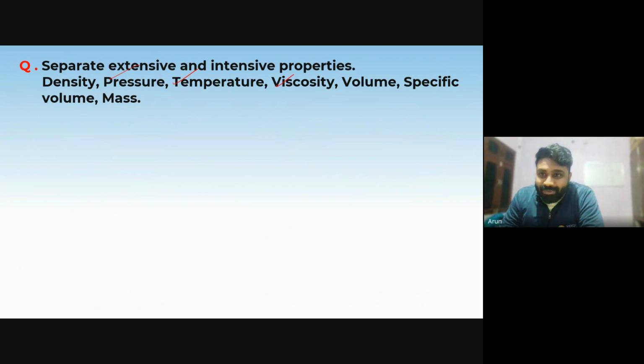What about pressure? Is it I or E? I means intensive, E means extensive. Okay. What is temperature? Is it I or E? Okay. What is viscosity? Is it I or E? I you are saying, no? E. Okay. Viscosity E. Let me write here E. Okay. Volume. Volume is E. Okay. What is specific volume? Is it extensive or intensive? Extensive. Okay. What is mass? Mass is also E.